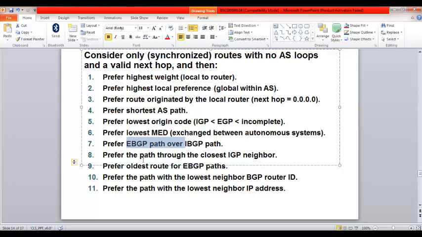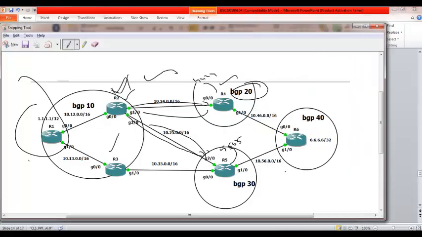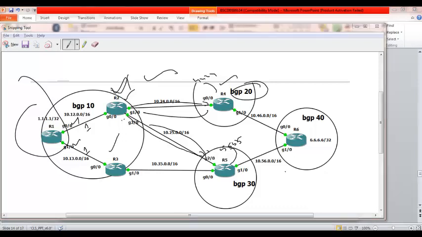Next. Prefer the path through the closest IGP neighbor. There is no closest IGP neighbor. Both have gigabit Ethernet. So if the cost is 1 here, this is also going to be 1 only. IGP cost, OSPF cost. BGP will refer to the OSPF cost to see which IGP neighbor is nearer. It is the same. So there is a tie again.